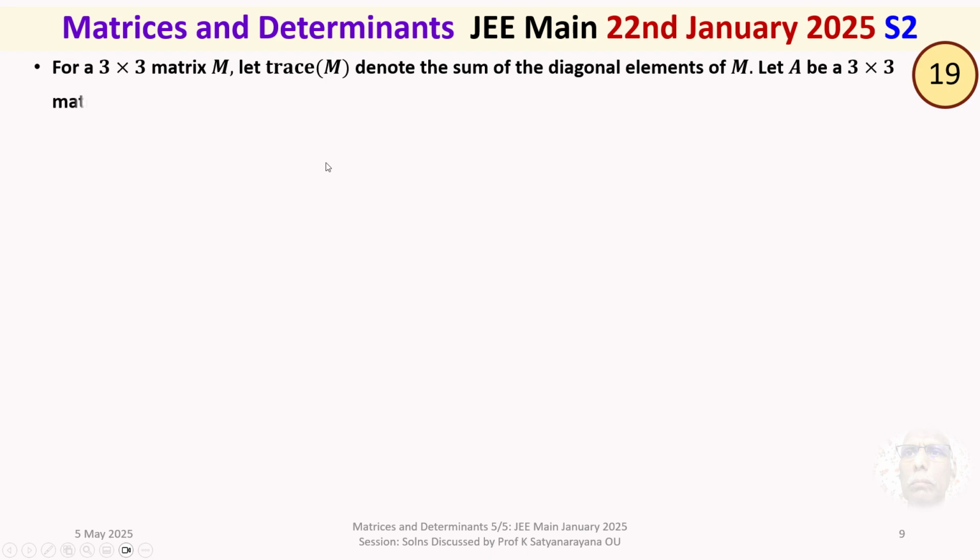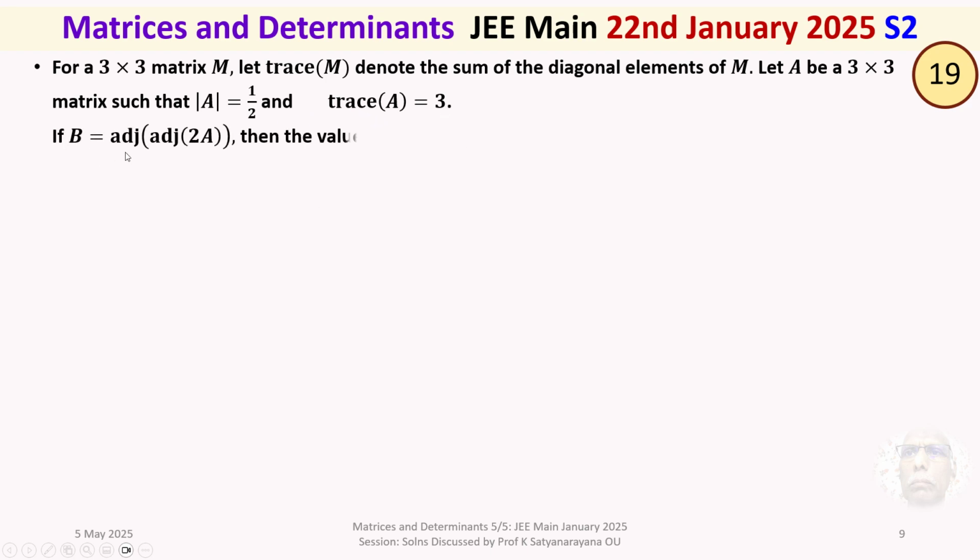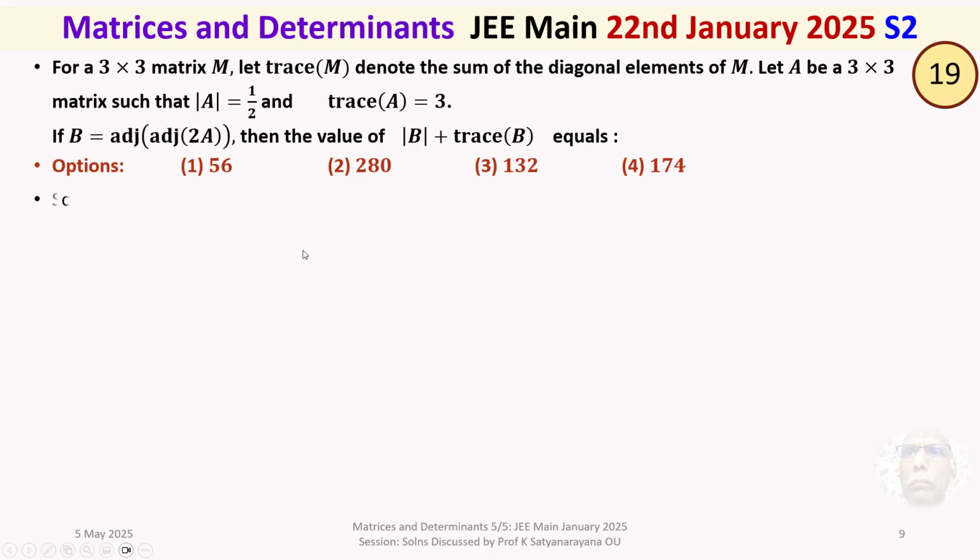Let A be a 3 by 3 matrix such that the determinant of A is 1 by 2 and its trace is 3. If B is the adjoint of 2A, then the value of determinant of B plus trace of B equals. We are given 4 options. Let's now discuss the solution of the problem in detail.